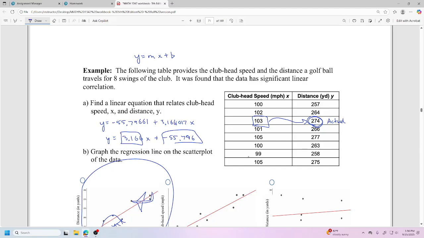Negative 55, right? Awesome. I want to put that in. That's my number. We got it. We're done. But not really. Because if you think about it, we're doing miles per hour on how fast we're going, and then how much distance from that.